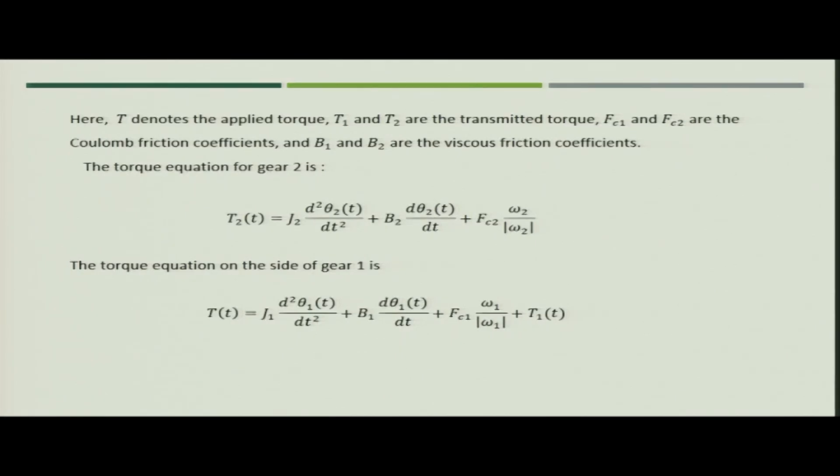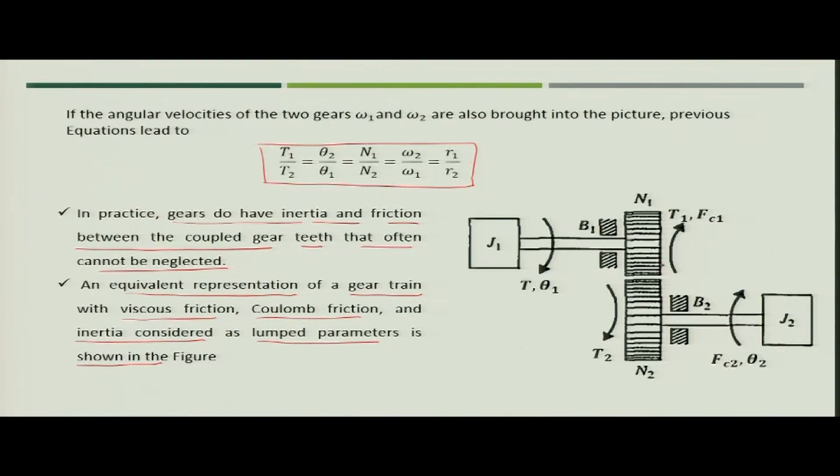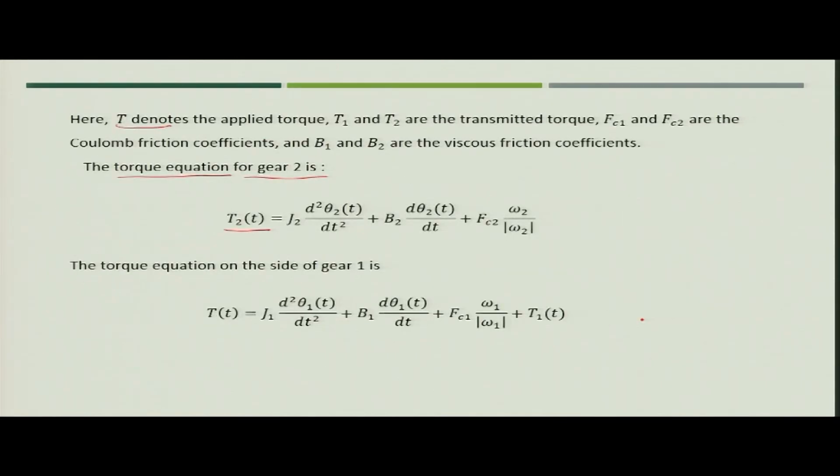Now, since we have two gears, we need two torque equations. So, for gear 2 what we can write, that is T2, the torque applied because of the movement of gear 1, we have torque T2 in gear 2. So, we can write it equal to J2 d2 theta 2 by dt2 plus the coefficient related to viscous friction and the coefficient related to Coulomb friction. We can write B2 d theta 2 by dt plus Fc2 omega 2 by the magnitude of omega 2.